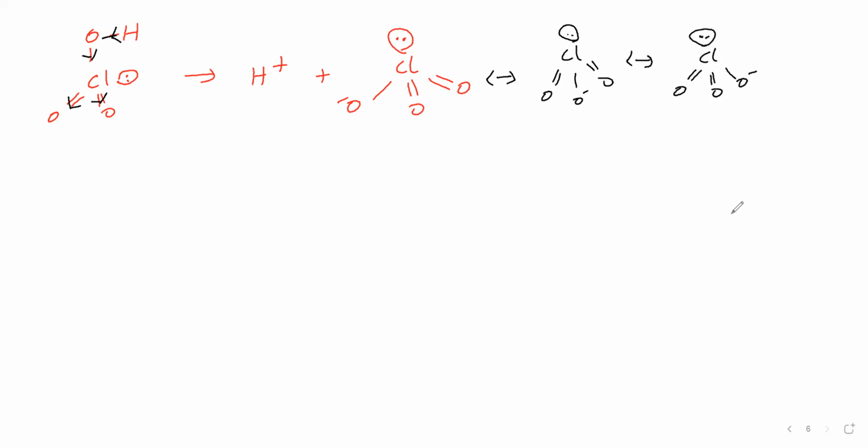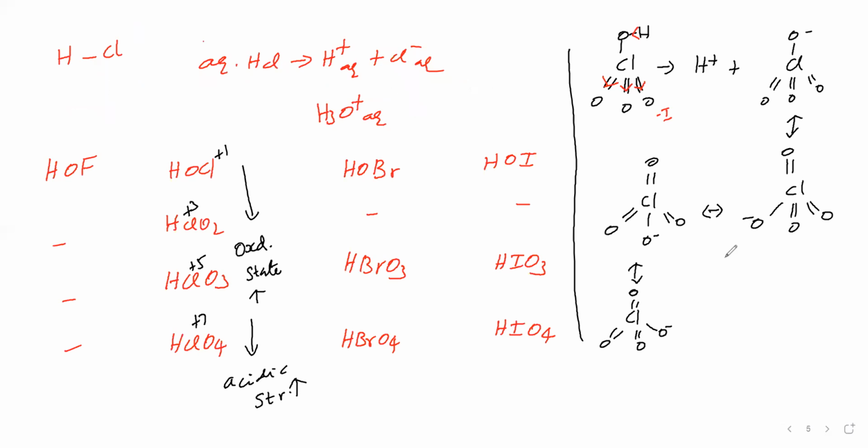Whereas perchlorate has four resonance structures, chlorate has three resonance structures. More number of resonance structures here, therefore more stable, therefore forward reaction is highly favorable, therefore this acidic nature is more. So here acidic nature is more when compared to this. Therefore, we can say as oxidation number increases, acidic nature increases.